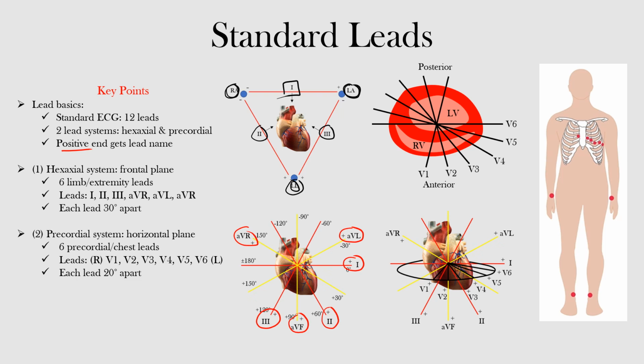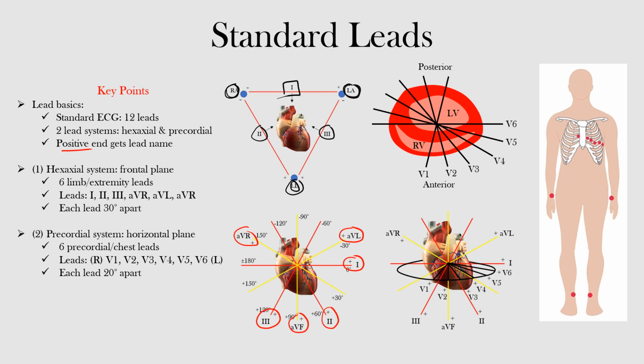Now the second system is called the precordial system, which is a sagittal cut that provides a horizontal view of the heart and consists of 6 precordial leads, and these leads are perpendicular to the limb leads. The 6 precordial leads are V1, V2, V3, V4, V5, and V6. So V1 through V6 are precordial leads. They move from right to left across the precordium.